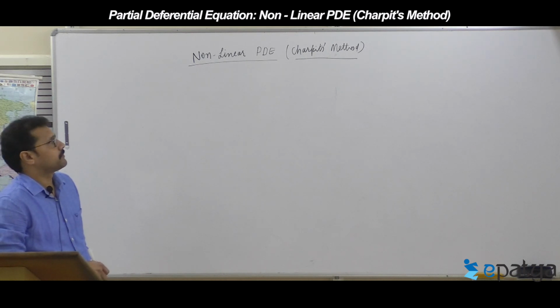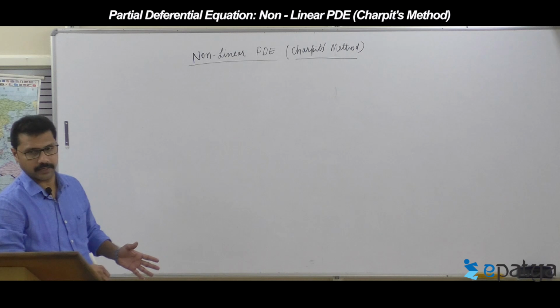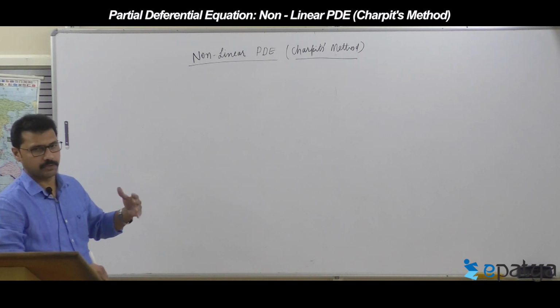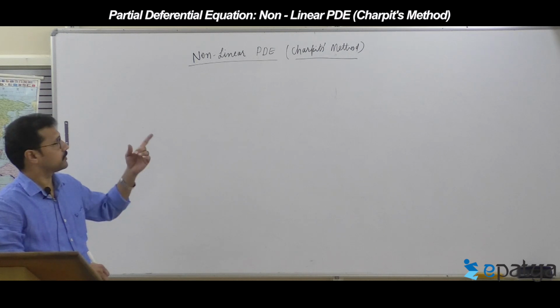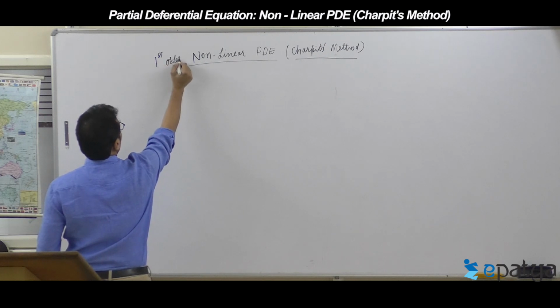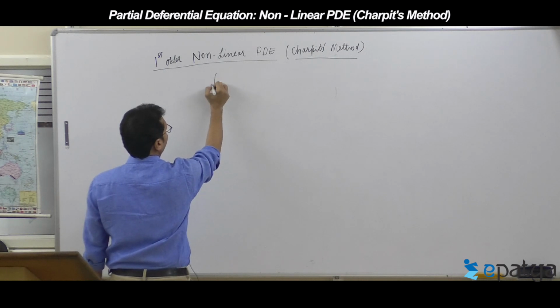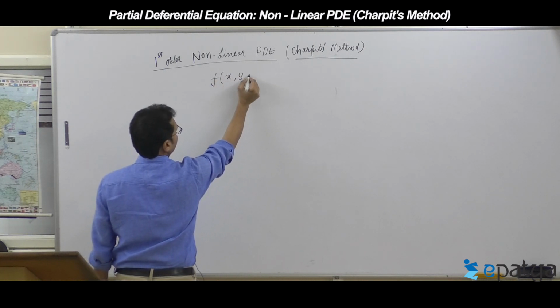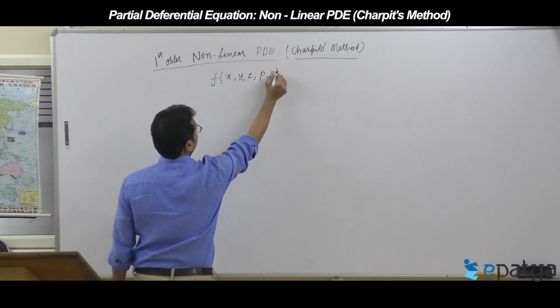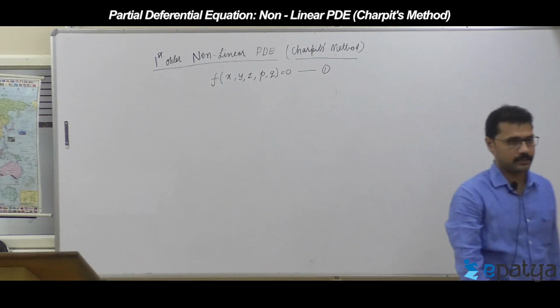So nonlinear partial differential equations means P into P, Q into Q, P into Q, like that. P squares, P cubes, or Q squares, Q cubes, or P into Q, because we are in first order nonlinear. All such partial differential equations look in the form of a function of x's, y's, z's, p's and q's equal to 0.